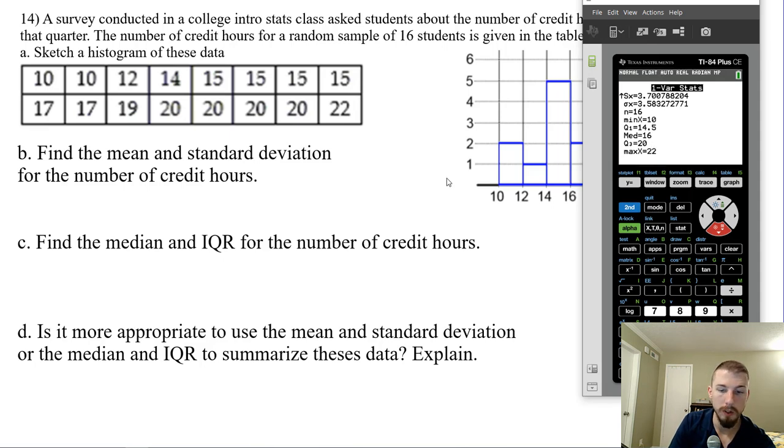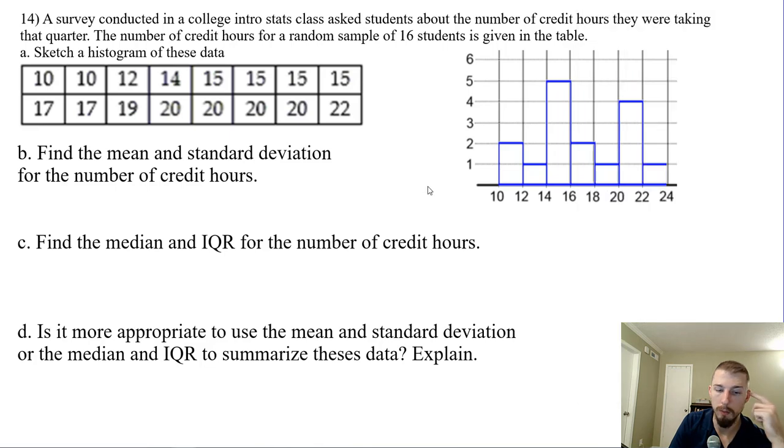Is it more appropriate to use mean and standard deviation or the median and IQR? Well, if we're looking at this, is it unimodal, bimodal, or multimodal? It looks like we have a clear mode here and another one over here. So it's really bimodal. Since it's not unimodal and symmetric, we can't really use mean and standard deviation. So instead, we're going to have to use the median and interquartile range.